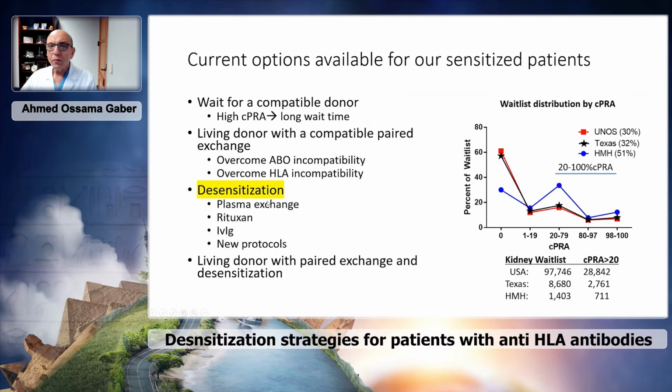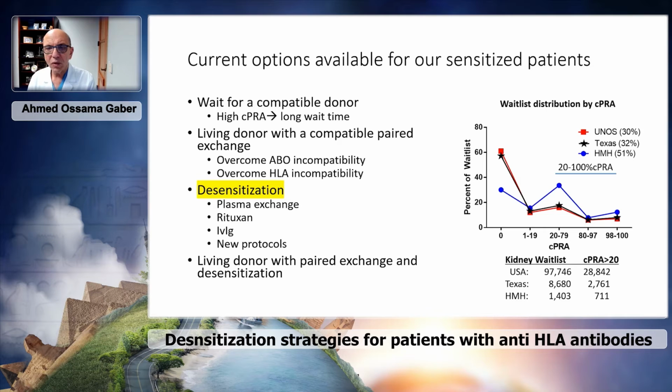So what do we have now as options for these very highly sensitized patients? We can wait for a compatible donor. Of course, you have a cadaver list, and you have a very high level of antibodies. The waiting time is high. I've had patients that have been on the waiting list 12, 15, 16 years. The problem is these patients are so unlucky that by the time an organ is identified and you want to transplant, they're probably not transplantable because of significant cardiac morbidities and so forth. So waiting alone is not a good strategy.